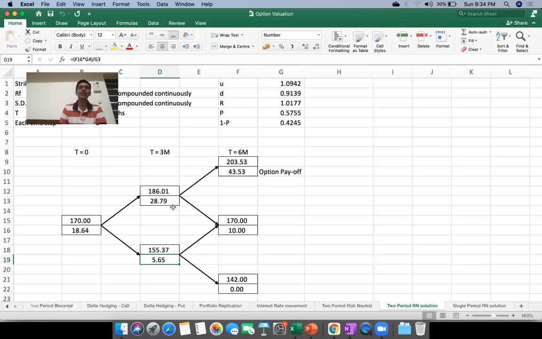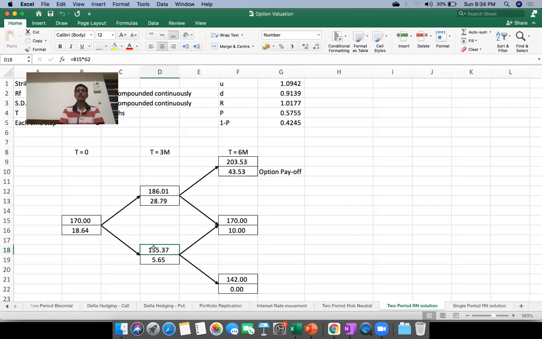Okay, we used to override these numbers with the intrinsic value because otherwise there would be an opportunity for arbitrage. To prevent arbitrage, the value of an American option in between should at least be equal to its intrinsic value. The value should be greater than or equal to the intrinsic value of an American option. So we used to actually be concerned with the share price in between also.